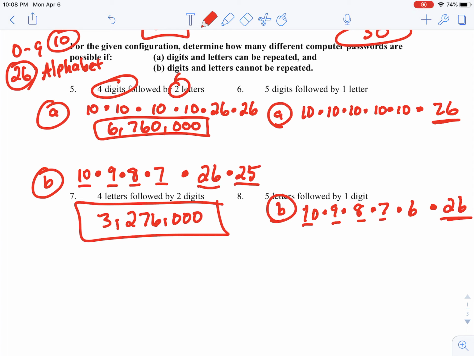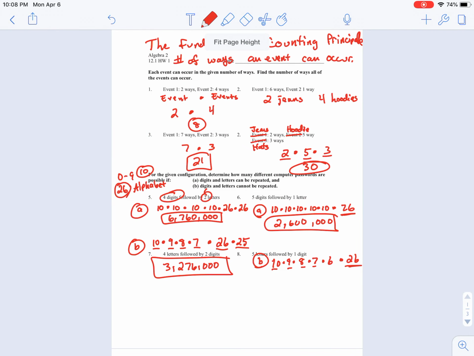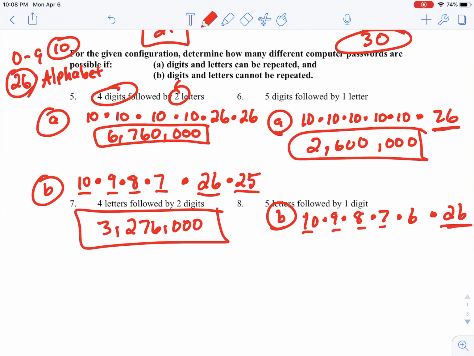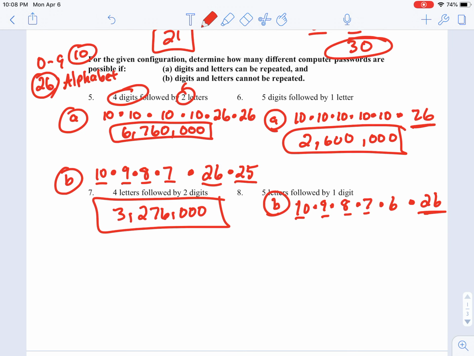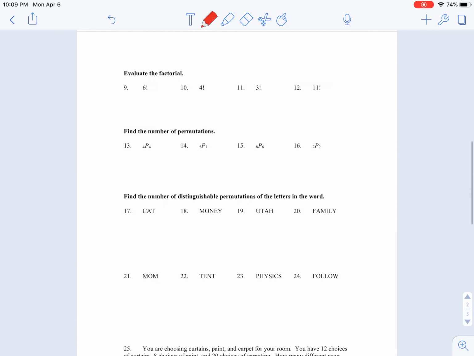So 10 times 10 times 10 times 10 times 10 times 26 is 2.6 million. Then 10 times 9 times 8 times 7 times 6 times 26. Again, you don't go down from 26 because when you pick your favorite letter, you have all of them to choose from since it's the first time you picked it. So that went from 2.6 million to 786,240. That's way less than half.